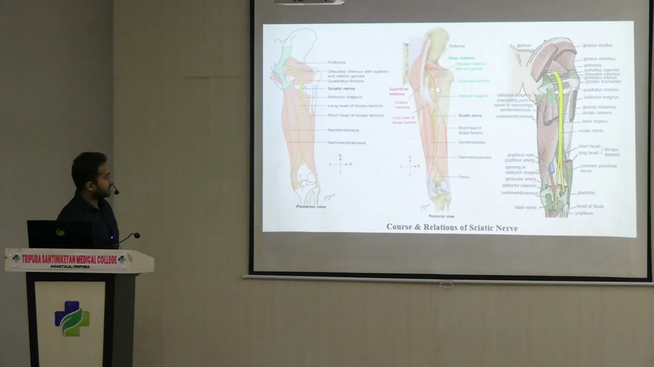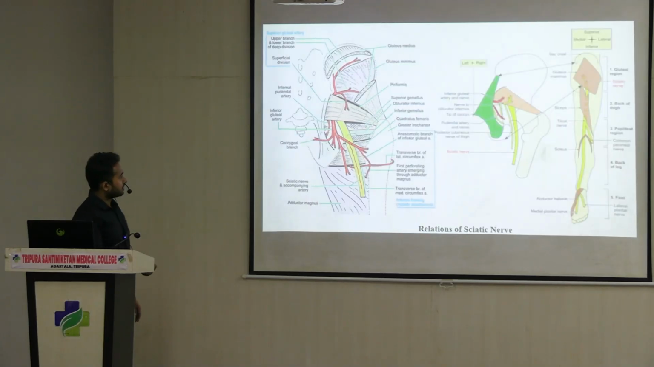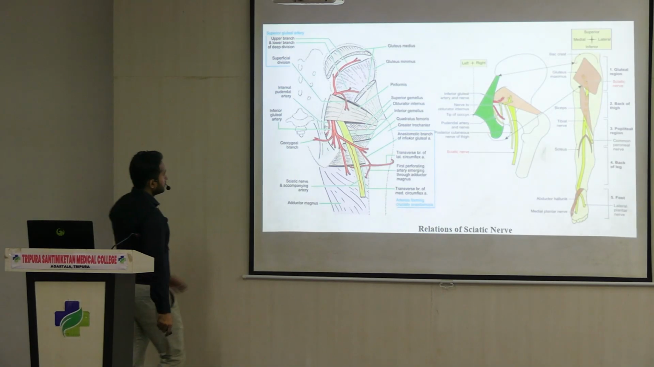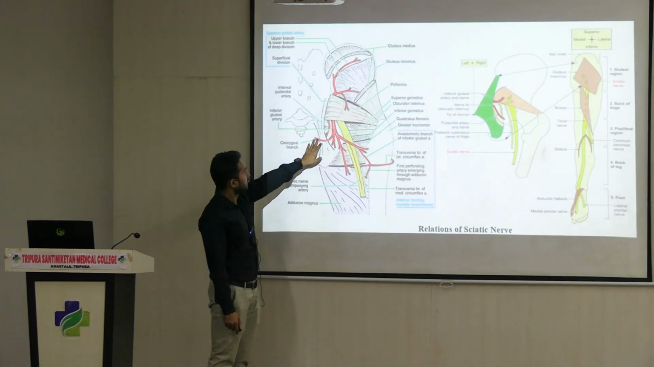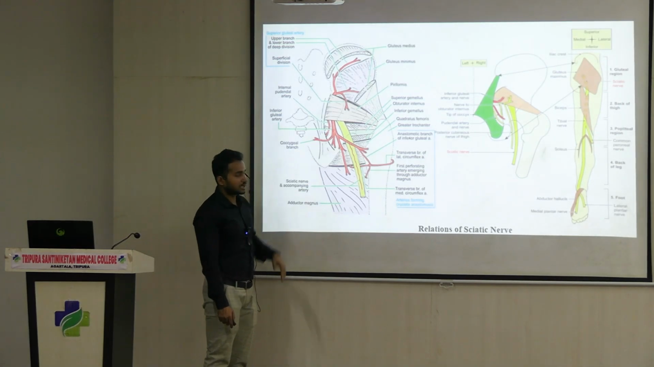And in the medial relation, here you will be getting the medial relation. In the medial relation, inferior gluteal blood vessels will be present. Another diagram is there. So here you can see, this is the medial aspect. In the medial aspect, you can see inferior gluteal artery and a few branches of the inferior gluteal artery there.